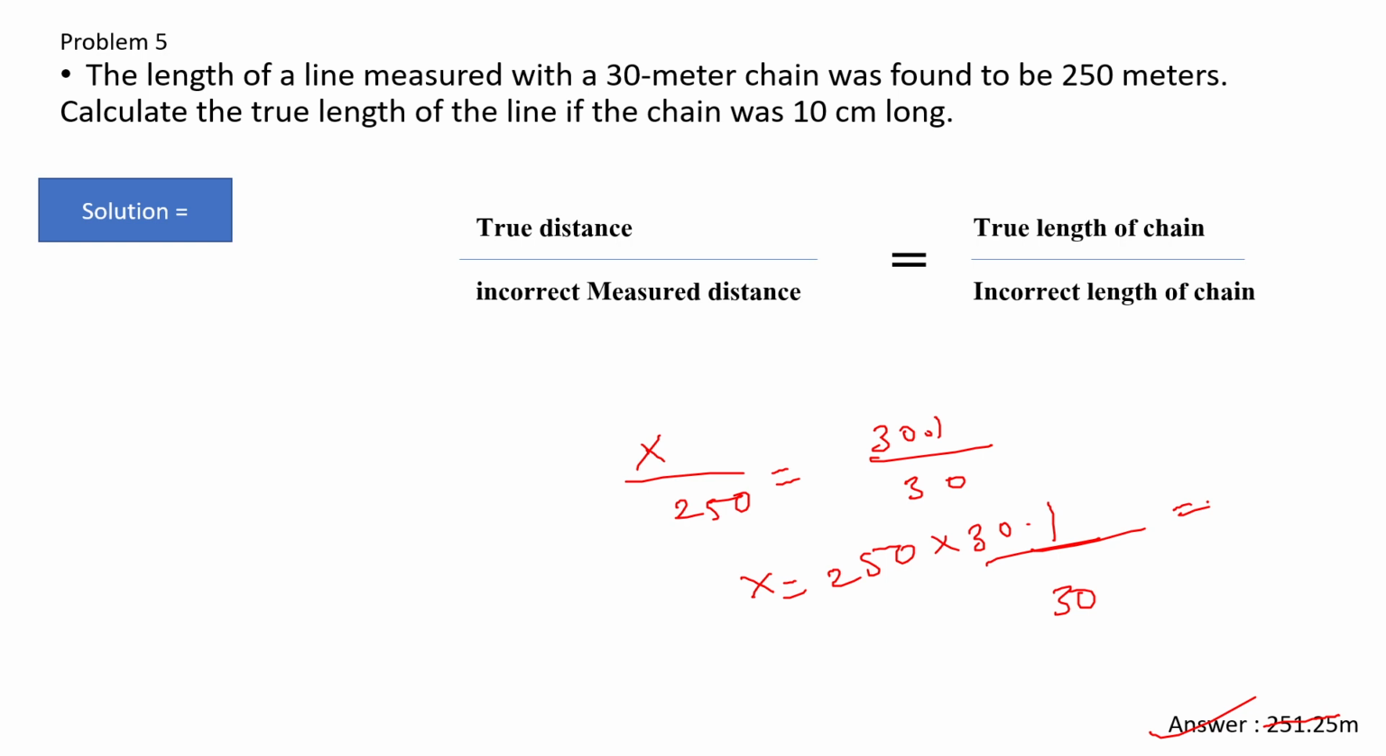Let me check. It is 250 divided by 30, so it is 8 point something, multiplied by 30.1, will be 250.8333. Yes, sir.